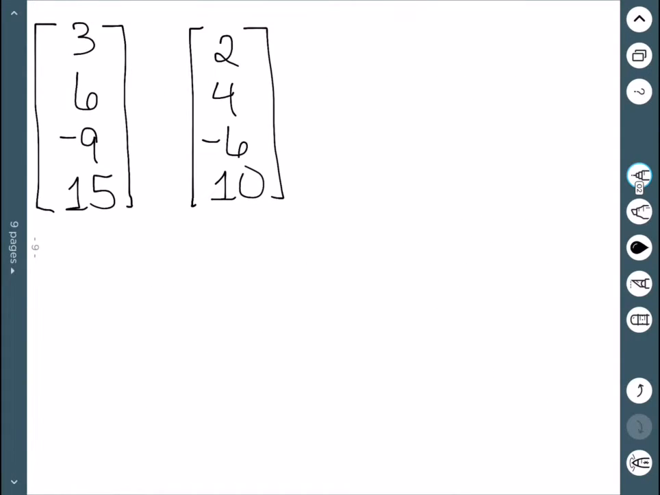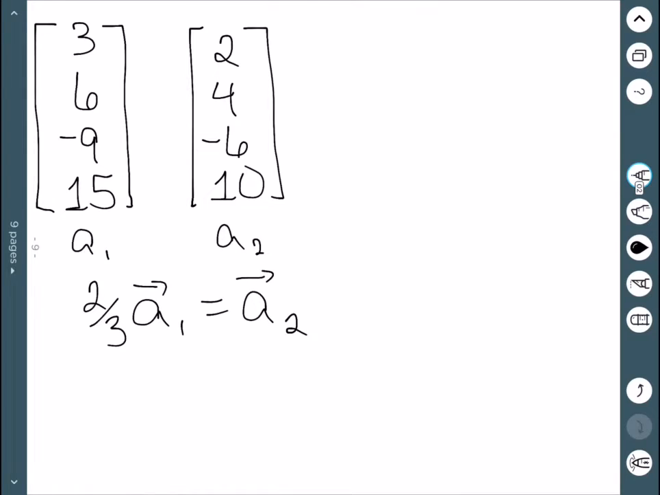Let's look at some examples. Here I have a set of two vectors, and I can see that if I multiply this first one by 2/3, I get to the second one. 2/3 times 3 is 2, 2/3 times 6 is 4, and etc. Therefore, these are linearly dependent since one is a multiple of the other, and that was our rule for a set of two vectors.